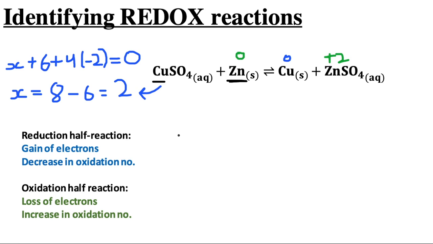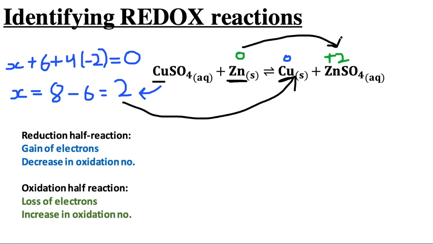Now, does this reaction involve a change in the oxidation numbers? Let's see. The oxidation number of copper before the reaction is +2, and after the reaction it decreases to 0. The oxidation number of zinc before the reaction is 0, and after the reaction it changes to +2. Because there is a change in the oxidation number of the main elements involved, this is a redox reaction. Now, the redox reaction is divided into 2 parts. There is a reduction half reaction and there is an oxidation half reaction.